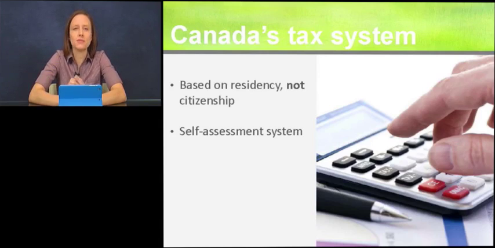Canada's tax system uses the principle of self-assessment. It is therefore your responsibility to determine your residency status. The CRA will provide a determination of residency status when asked.